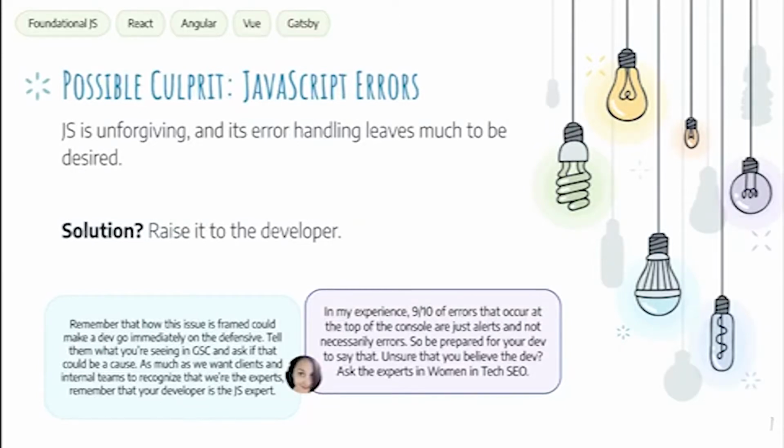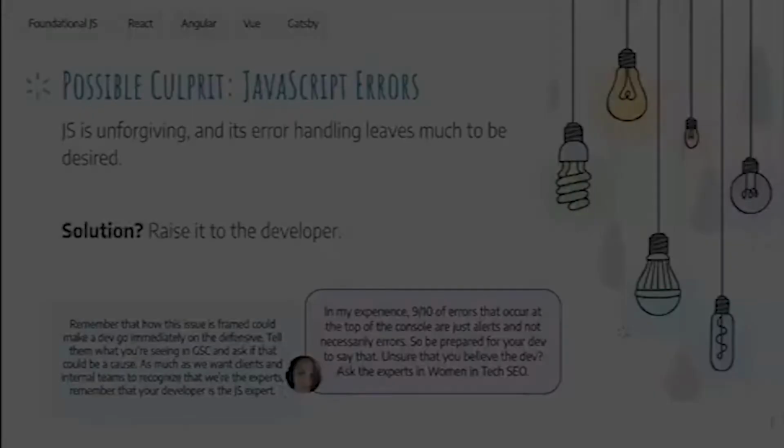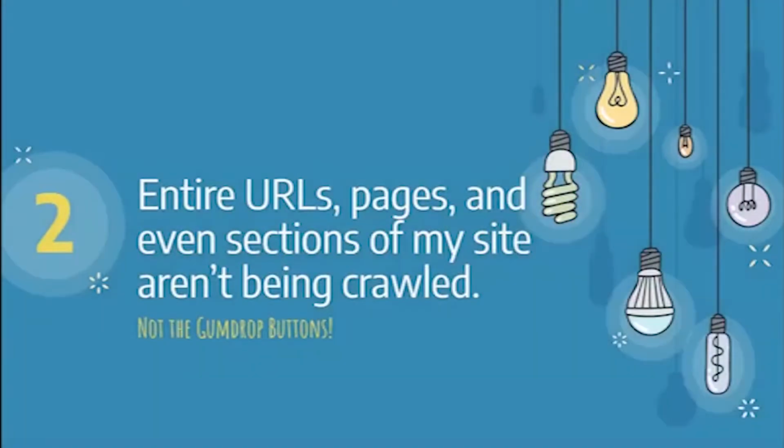It can make someone go immediately on the offensive and not want to help you. So as much as we're always having to work with our clients and internal teams to really comfort them and make sure they know that, A, we are the experts and they come to us for those answers, we need to have the mindset with our developers that they are the experts. They just may not know how to implement it the way we want, which is why we have to document it. So that's the first problem.